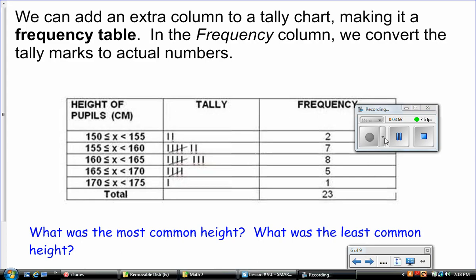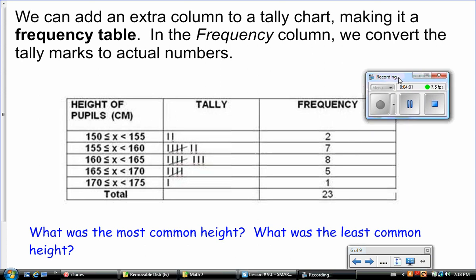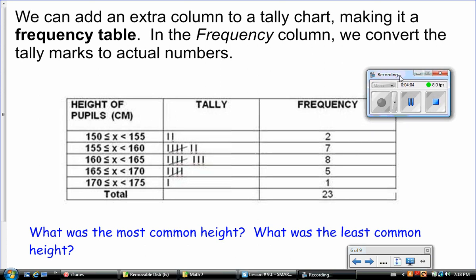We can add an extra column to a tally chart, making it a frequency table. In the frequency column, we convert the tally marks to actual numbers. Okay, so this is a chart just taking a survey of the height of students in centimeters. So this first column means students who are between 150 and 155 centimeters, 155 and 160, and so on, all the way up to 175.